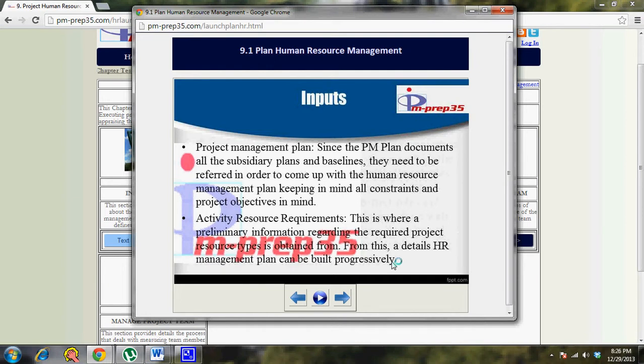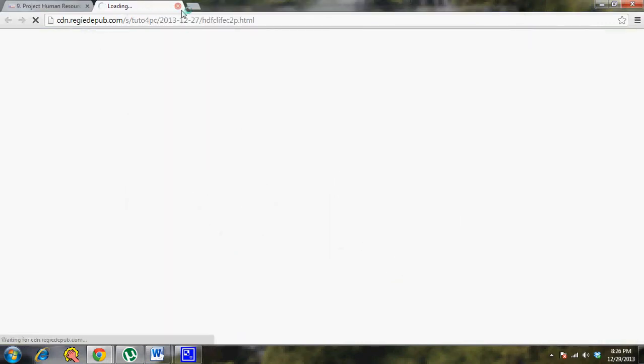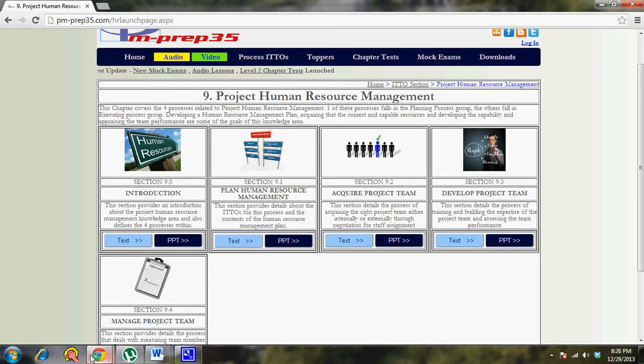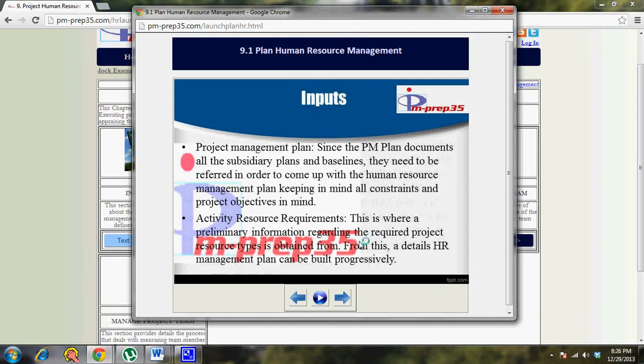The inputs, like any other building of a subsidiary plan: the project management plan is a key input, because it has some basic inputs while you start off building the human resource plan. Since the project management plan documents all the subsidiary plans and baselines, they need to be considered while you start building your human resource plan, keeping in mind all constraints and project objectives.